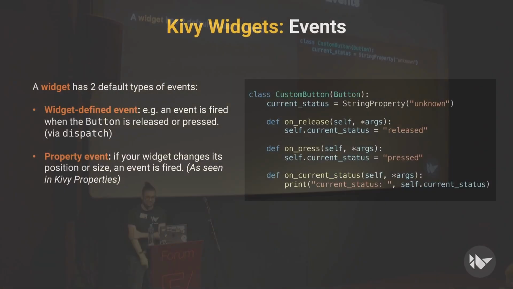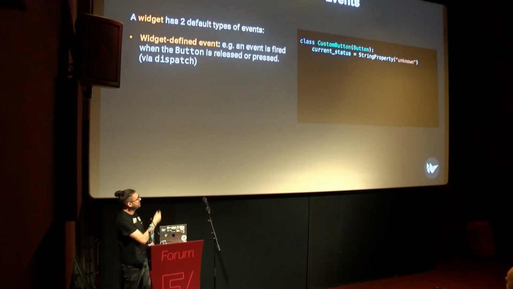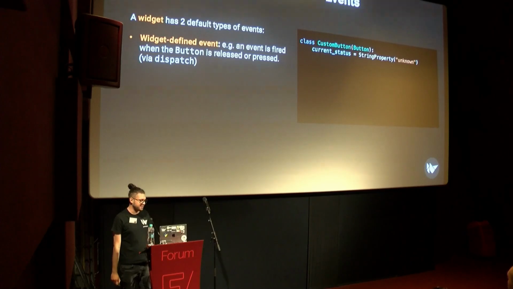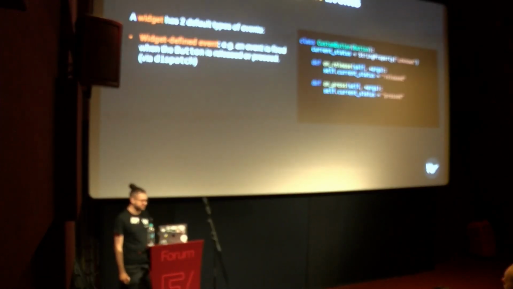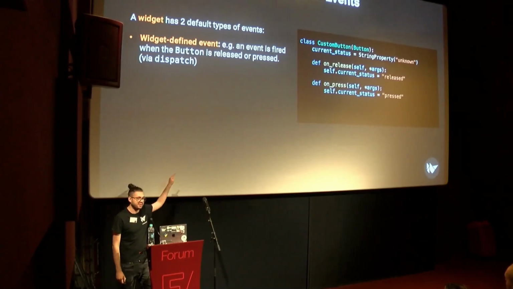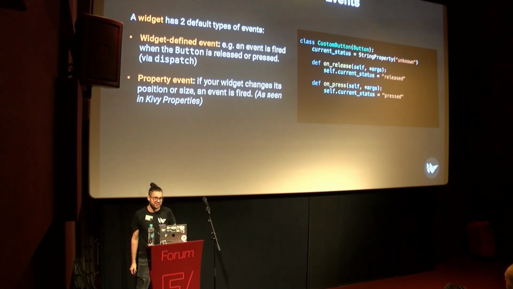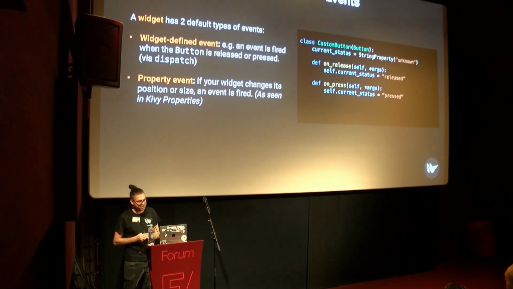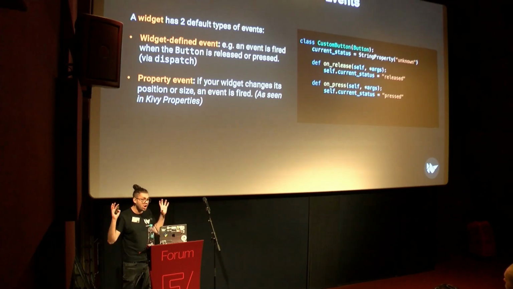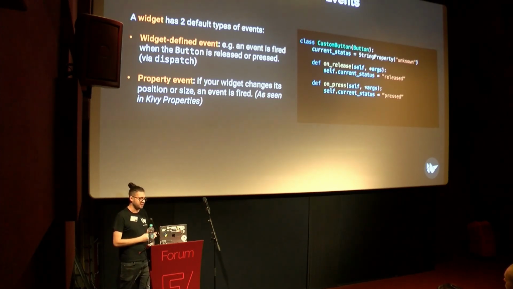And then we have events. A widget has two default type events. One of them, we already saw previously, is the widget-defined event. As an example, for the button implementation, we have the released or pressed events, which are sent via dispatch. So on_release and on_press are already available for the button implementation. And then we have, as we saw previously, the property event. So if a widget changes its position or size, which are also properties, an event is fired.